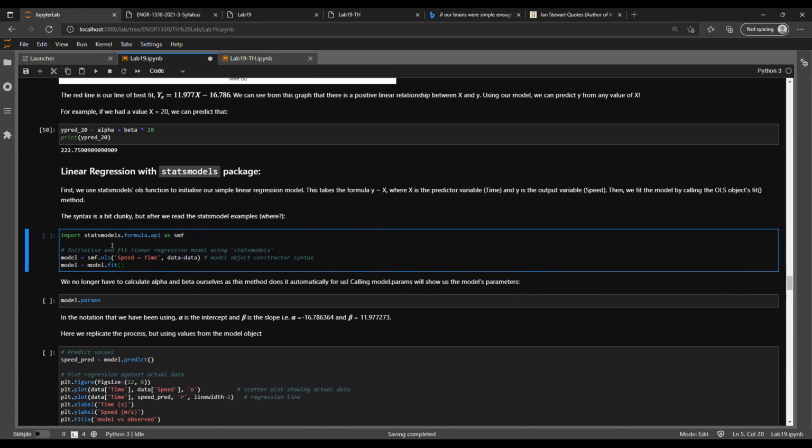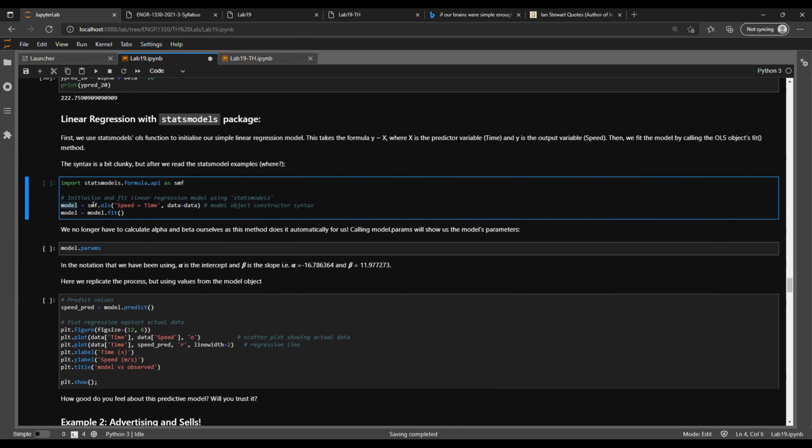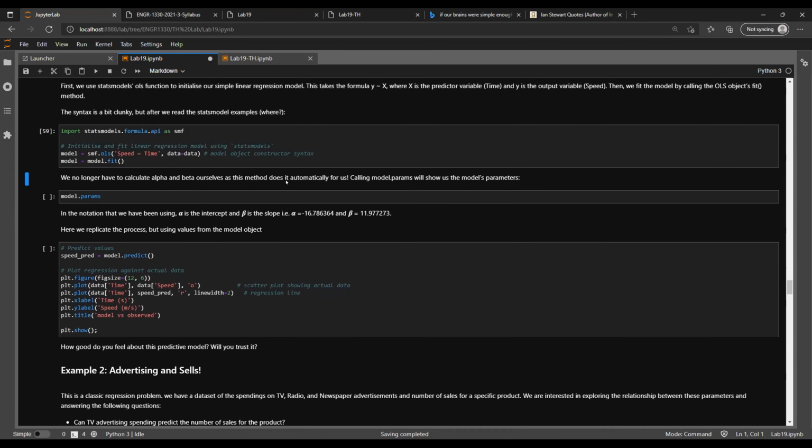All right. So the syntax here is a bit clunky, but here's how we're going to do it. We want to get the statsmodels package. We're going to call it SMF, and we're going to initialize and fit a linear regression model using statsmodels. I'm going to make a variable. My SMF has this OLS function, and what we're going to do is give it the correct constructor syntax and run the fit method. We no longer have to calculate alpha and beta ourselves, as this method does it automatically. Now calling params will show the parameters.